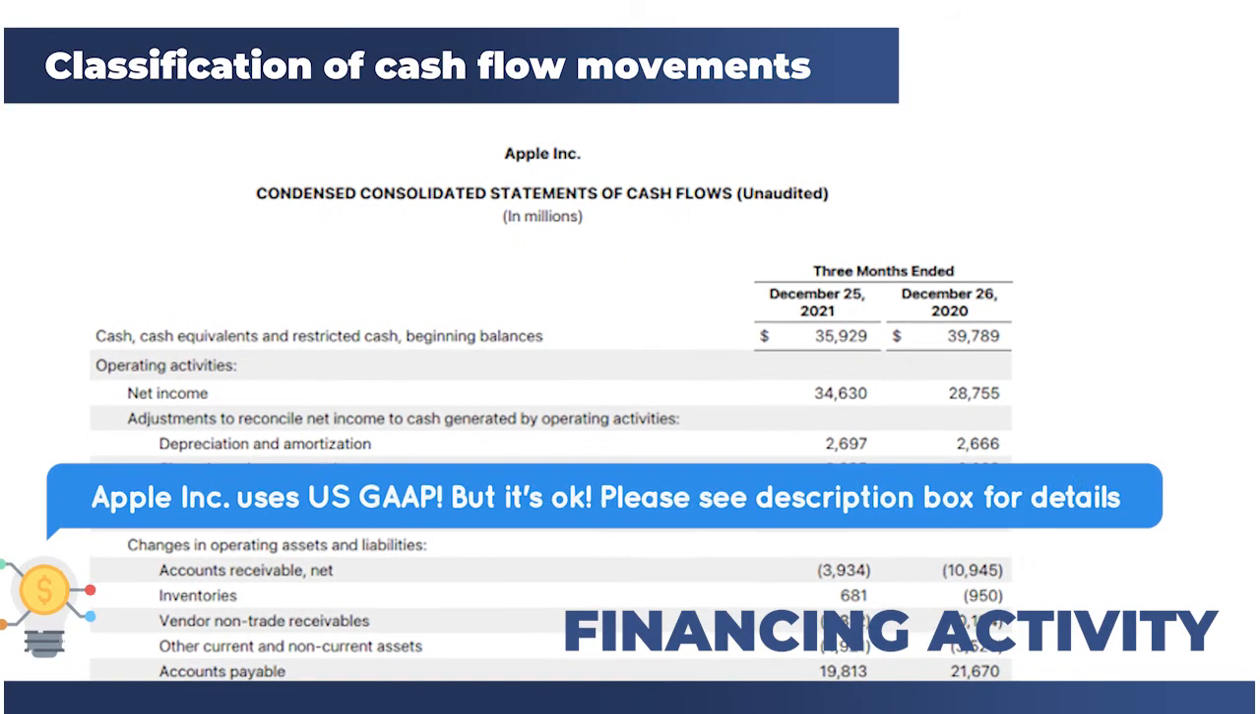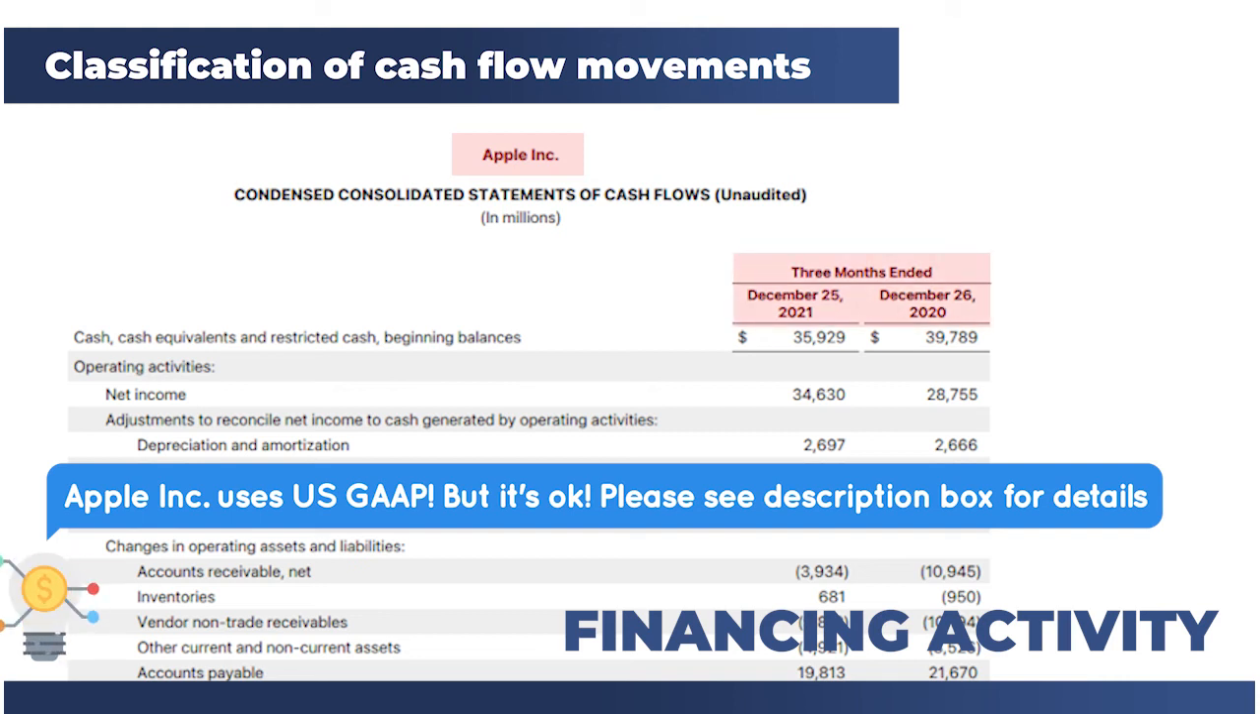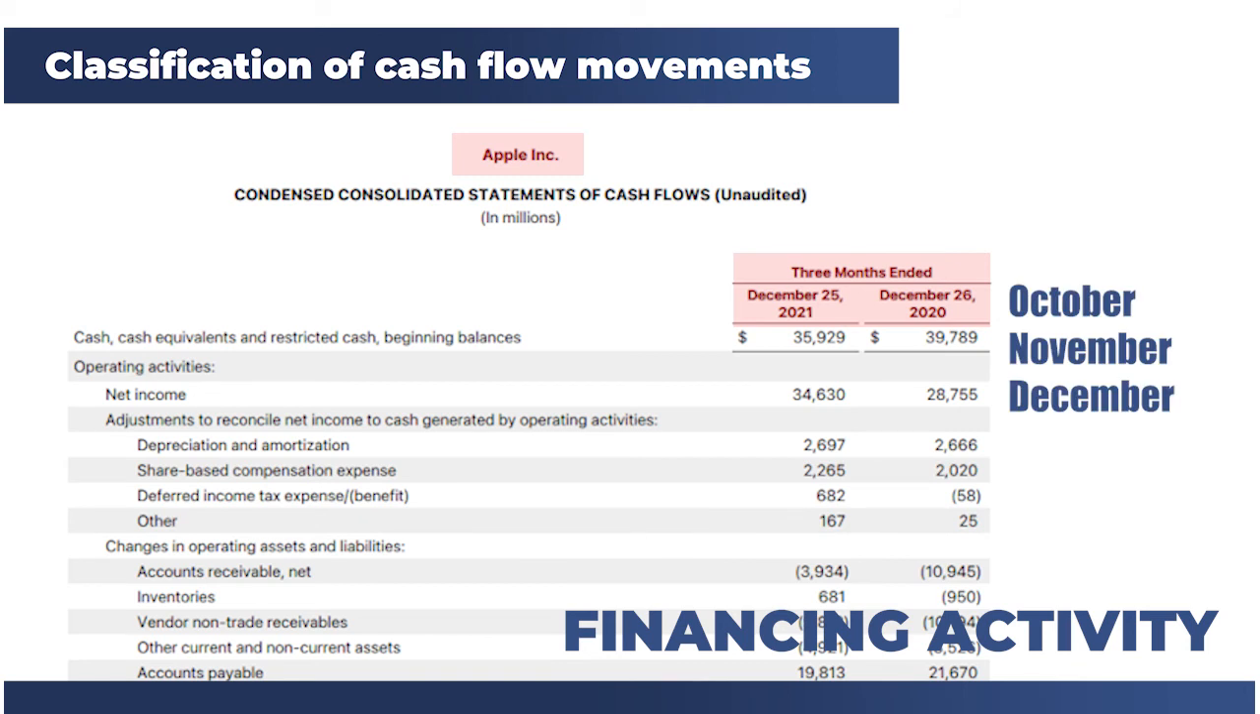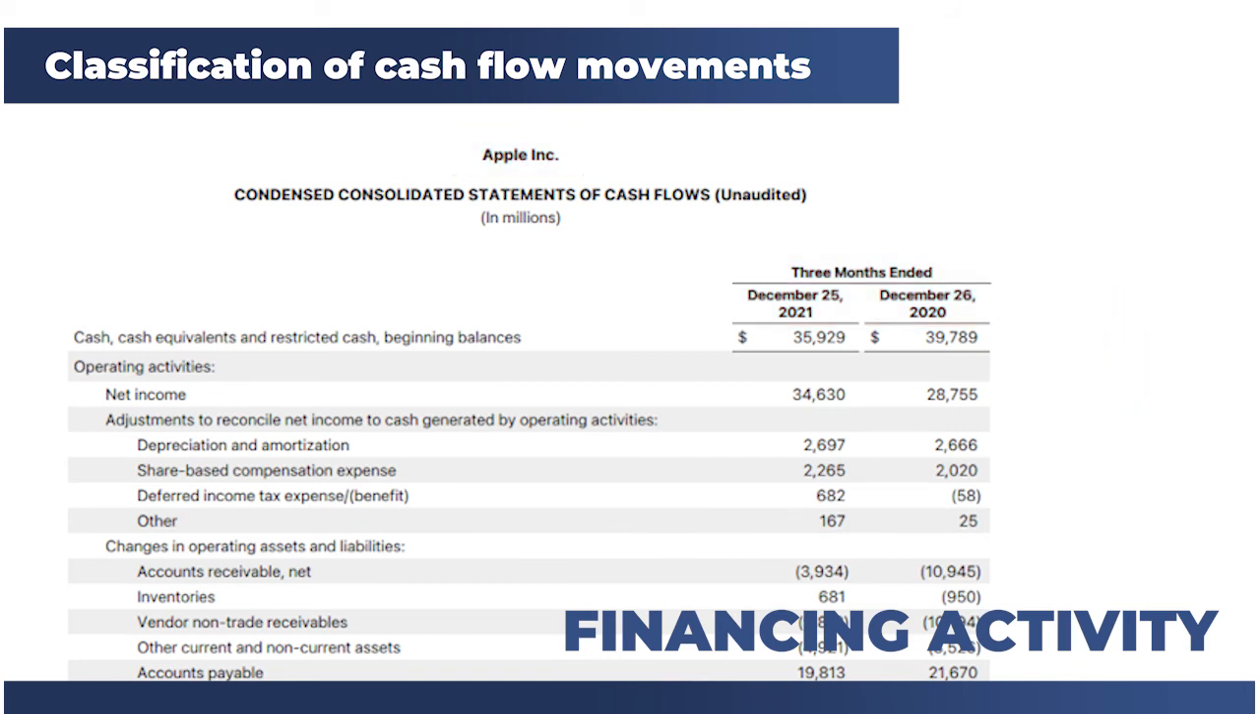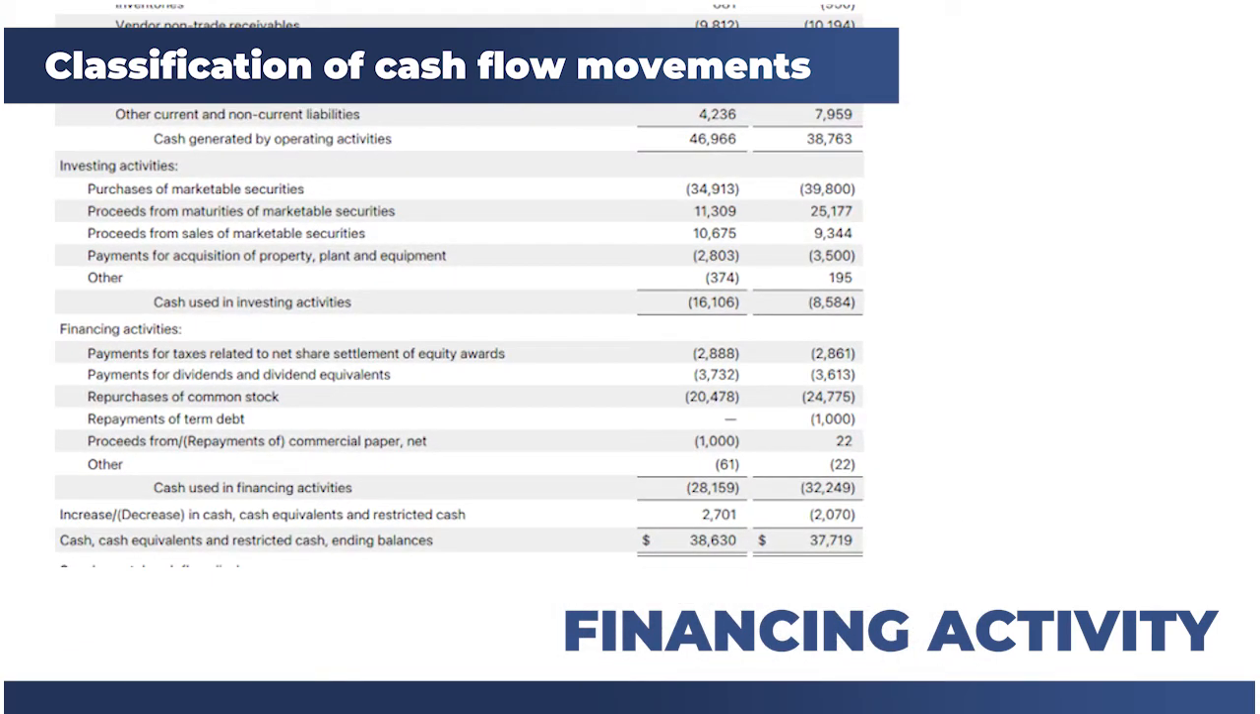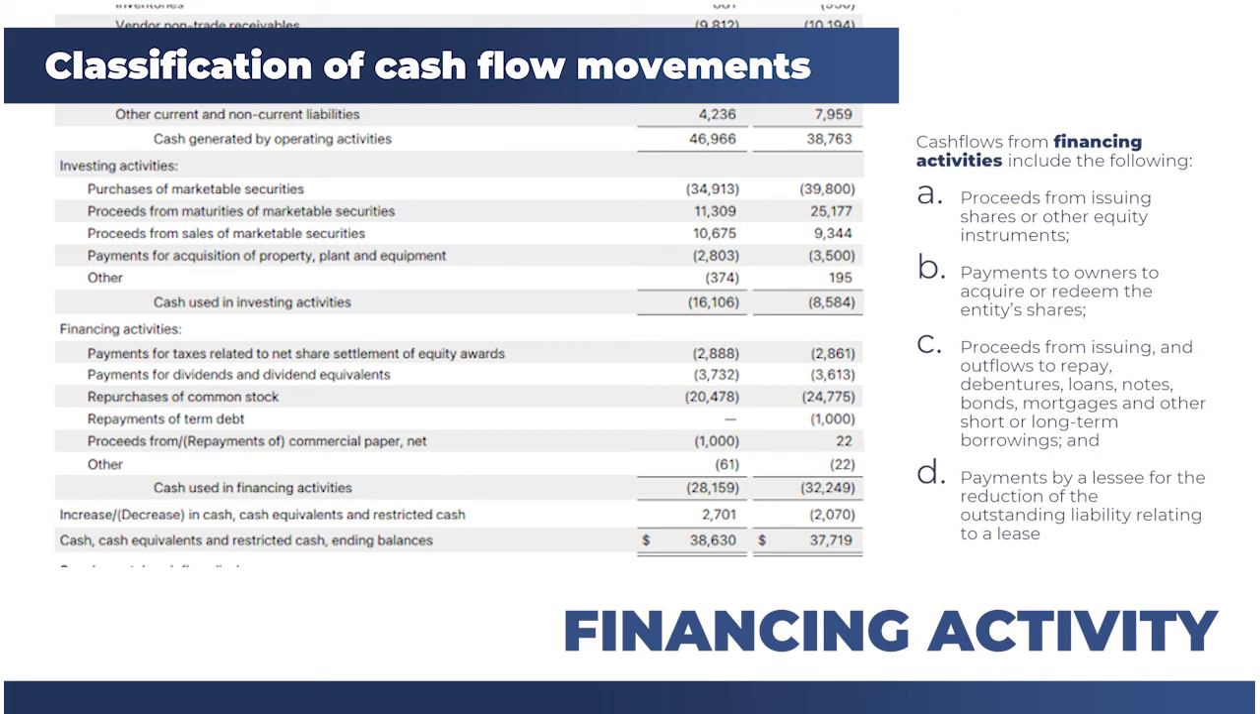Going back to the statement of cash flows of Apple Incorporated for the period of the 3 months ended December 25, 2021, or for October, November, and December of 2021, you will see that the financing activities are directly below the investing activities, consistent with what we have discussed related to the cash flows from financing activities. The ones from Apple include those that are related to equity, such as the first three: payment for taxes related to the net share settlement of equity awards, payment for dividends and dividend equivalents, and repurchases of common stock. It also includes the repayments of the term debt, or as the standard has said, proceeds from issuing and outflows to repay debentures, loans, notes, bonds, mortgages, and other short or long-term borrowings. It also included proceeds from or repayments of commercial papers.